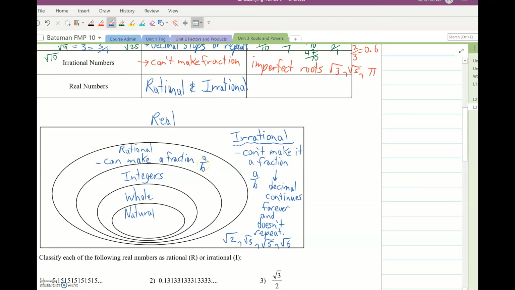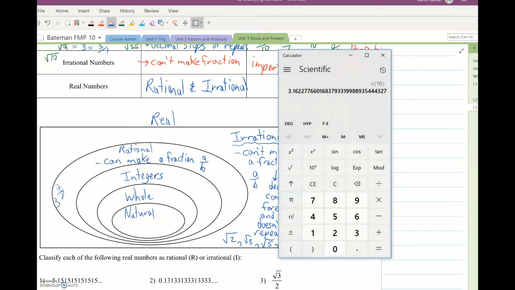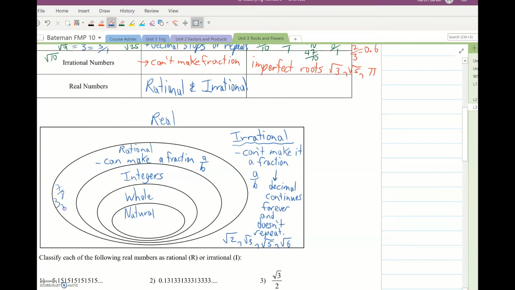Some other examples of rational numbers would be 3, 7 over 8. Try that one in your calculator, 7 divided by 8. Oh, that one stops. What about 8/9? That one goes forever. Your calculator is rounding the last number, but it's 0.8 repeating. Those are all rational numbers. Something like negative 2.4, you can make that into a fraction.